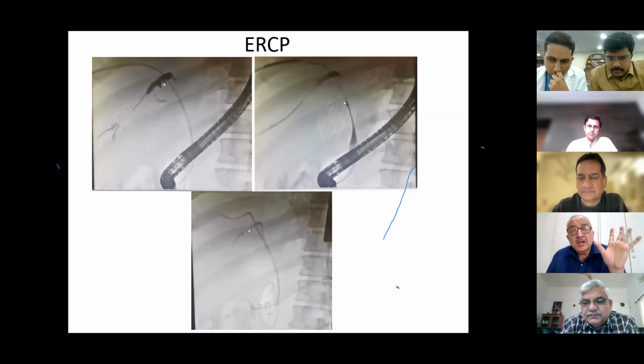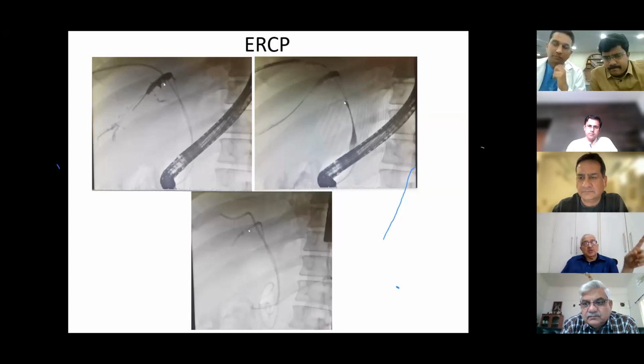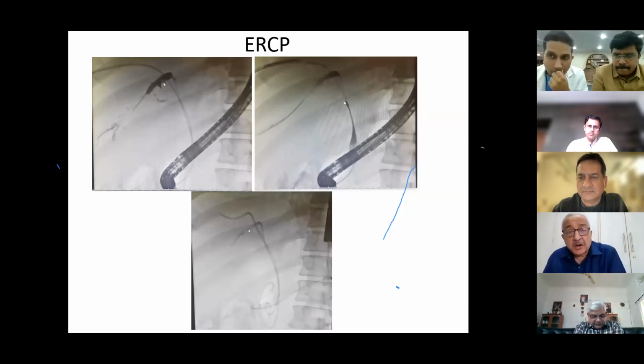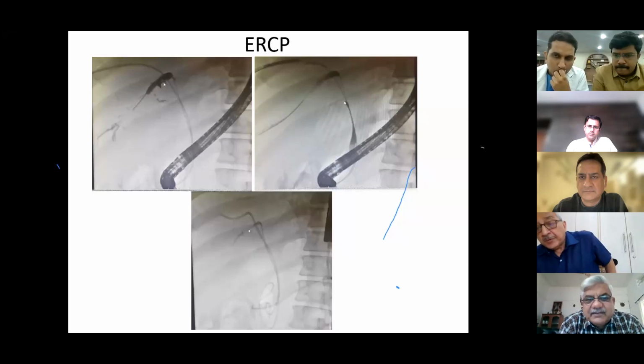Type 4, non-ERCP drainage, I'll say. Most of the centers do PTBD, but if you have the expertise, you can try an EUS guided also. You can only do it in the left duct on that side, provided the liver anatomy is favorable. Segment 2 or segment 3 can be drained.